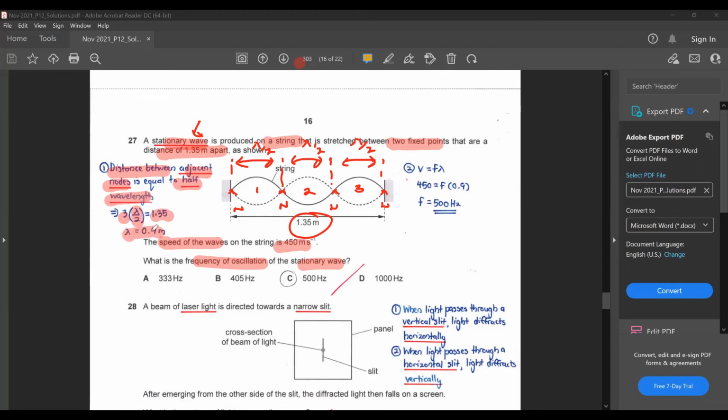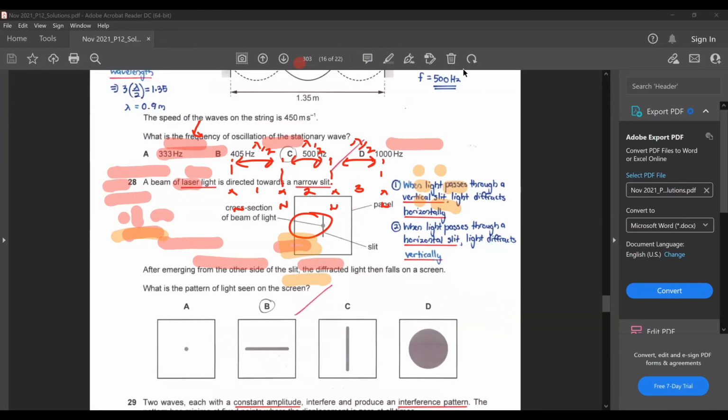But the one we want is frequency, right? Given that they've told you the speed, and now you have wavelength, you can find out the frequency. V is f lambda, 450 equals f times 0.9, f is 500 hertz. So answer is C, just like that. Okay, so this one should be okay.